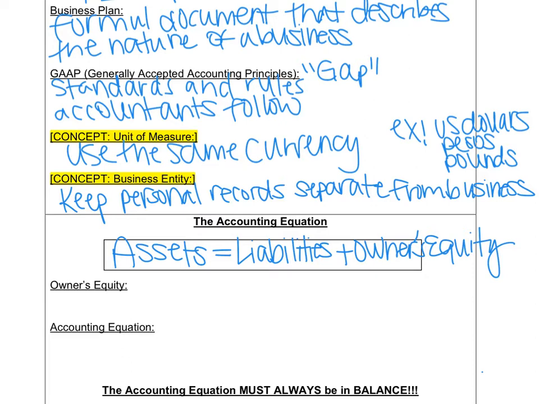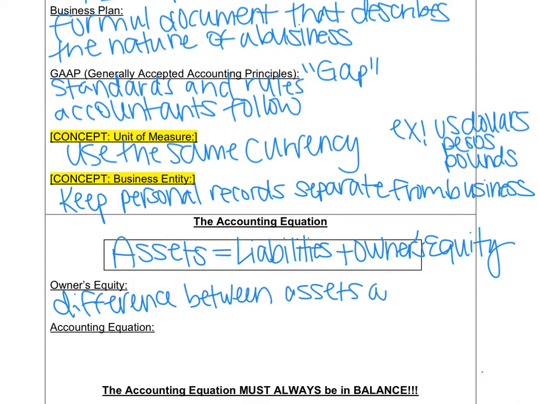Yesterday we talked about net worth and equity, and that's the same thing as owner's equity. So it's just the difference between assets and liabilities.